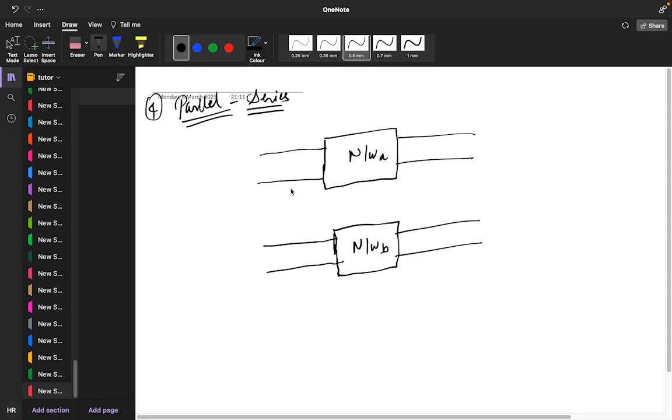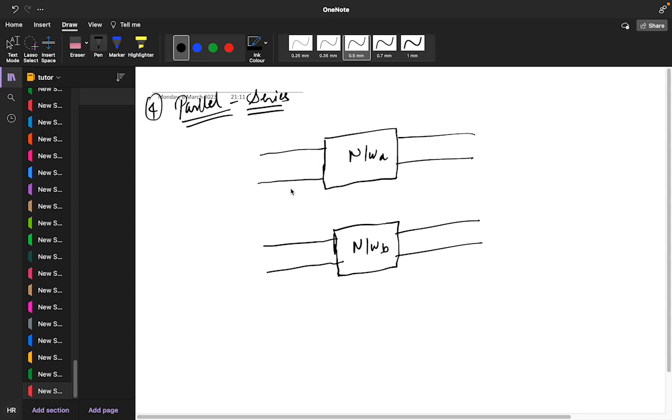Can anyone tell me how the connection will be here? If it is parallel on the front side, then how will the connections be? Anyone? Vaishnavi, how will the connection be? Priyanka? Guys, anyone? I'm waiting. It's very easy now. Why are you taking so much time?